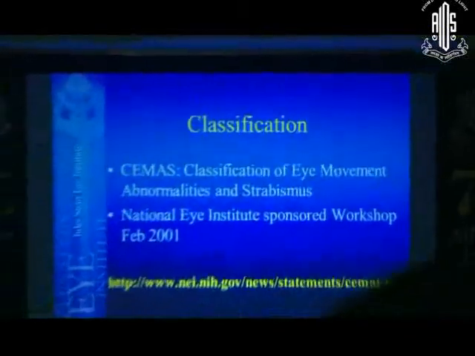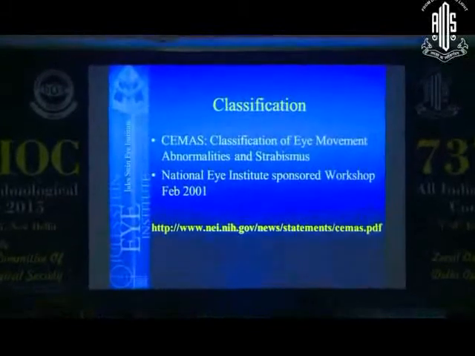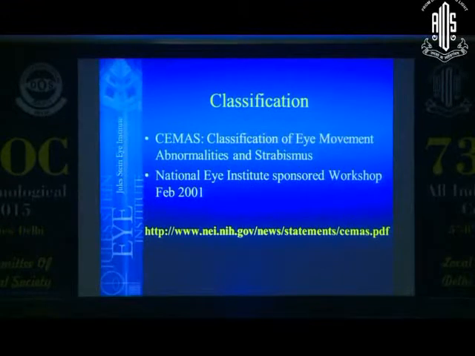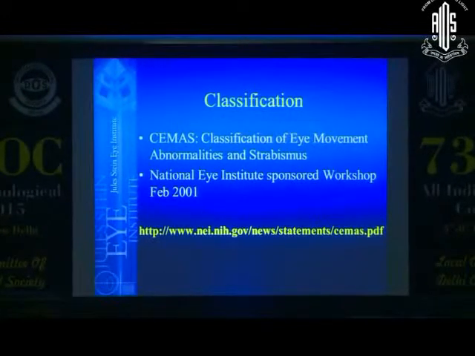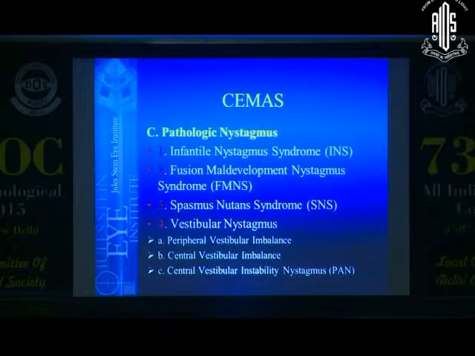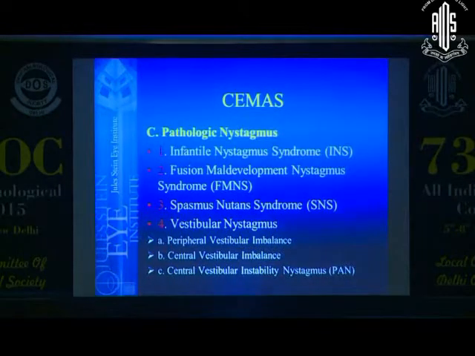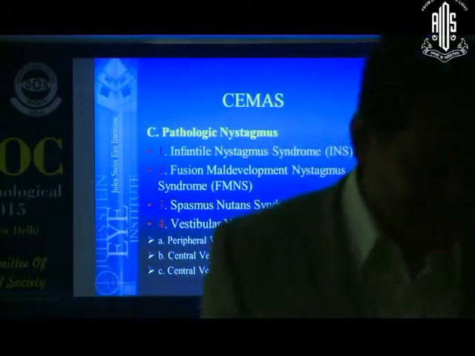I think since morning we're all discussing the need for having common terminology, and that's where we stem from. Like all other eye movement disorders, even the nystagmus classification comes from the CMAs. I won't go through the details. It's all available on the net. We'll save some time. But basically, the three most common and important forms are the infantile nystagmus syndrome, the fusion maldevelopment nystagmus syndrome, and the spasmus nutans.